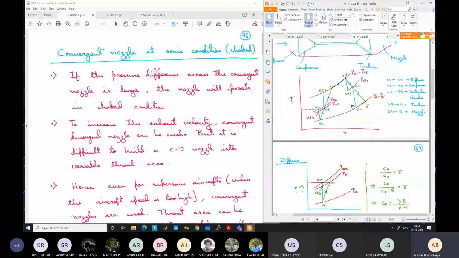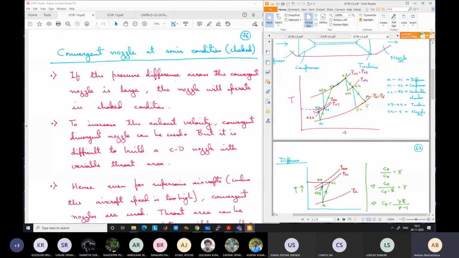So what happens when this nozzle is choked? Where will be this point 5? Will P5 become equal to PA, or will it be higher than PA or lower than PA? P5 is the nozzle exit pressure. Higher, sir. It will be higher if the nozzle is choked. Yes, correct. So it is higher than PA.